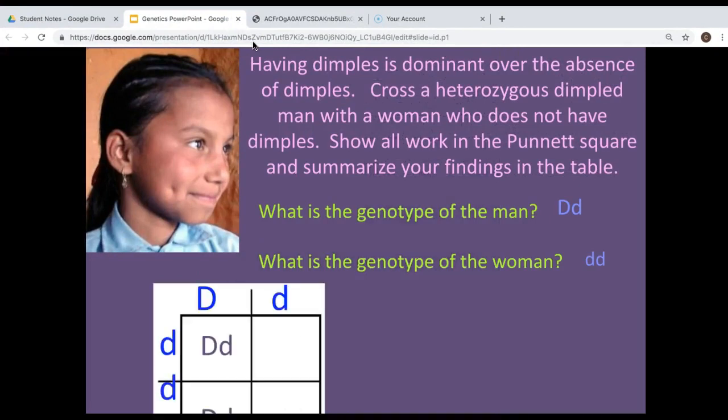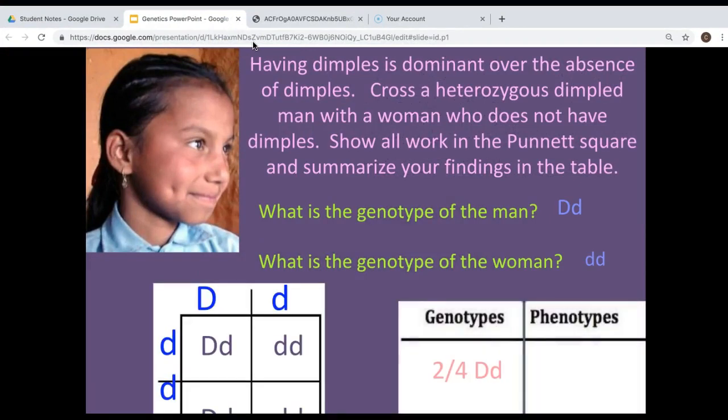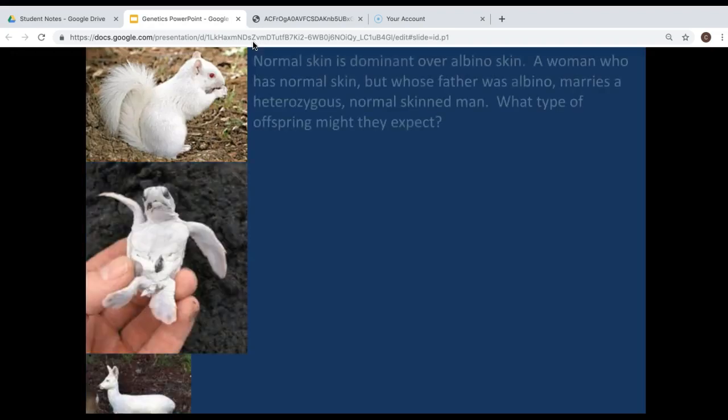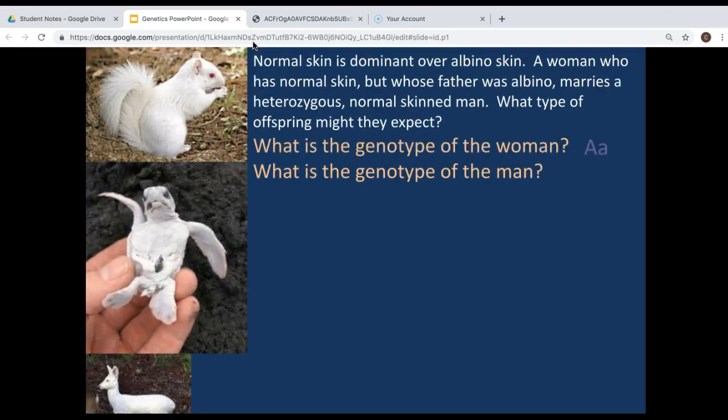So again, just what I did. You can pause this, look at it. 2/4 is 1/2, so don't get confused. So 1/2 dimples, 1/2 no dimples. Okay, white squirrel albinism. So pause this and go. Do it yourself. Pause it. Stop. Don't keep watching.